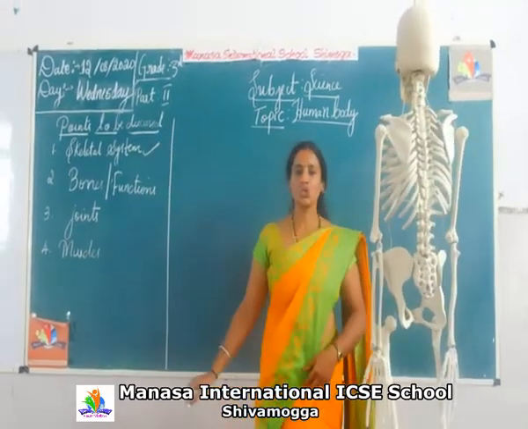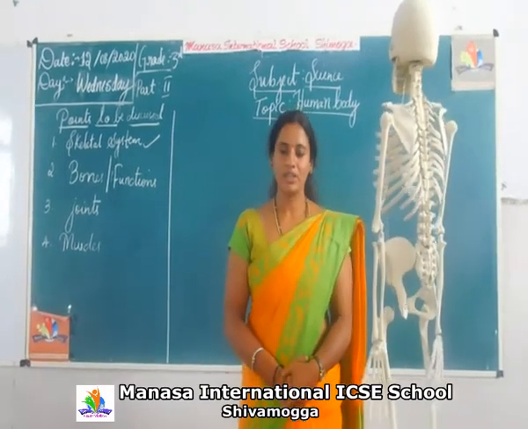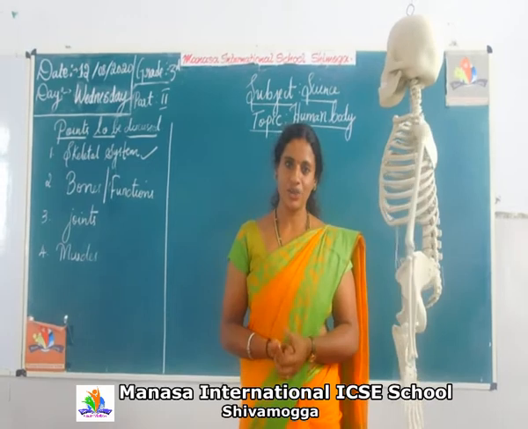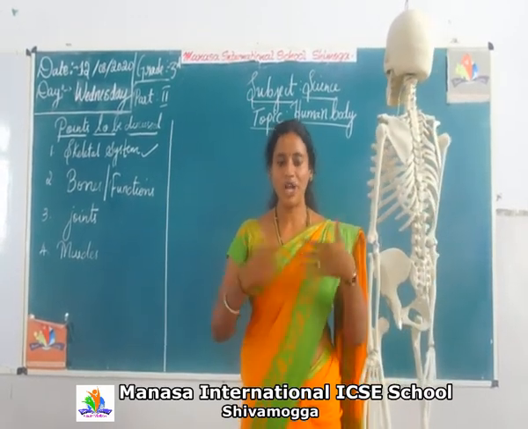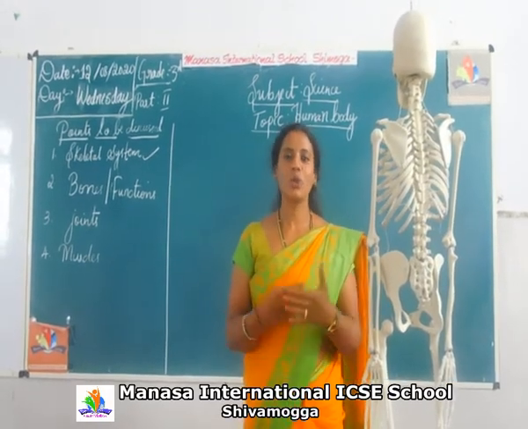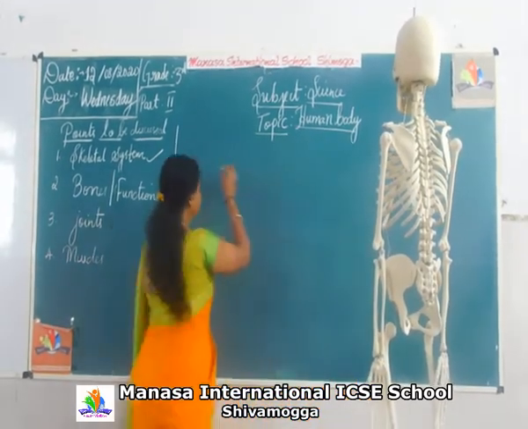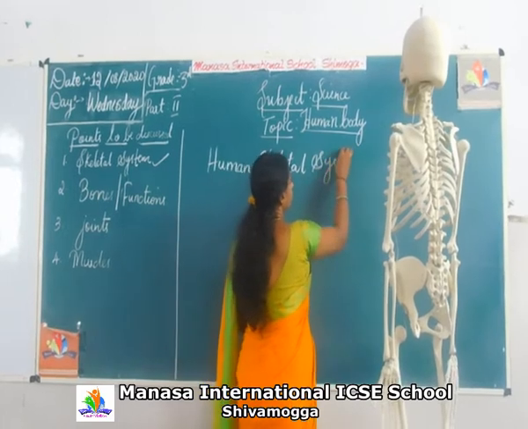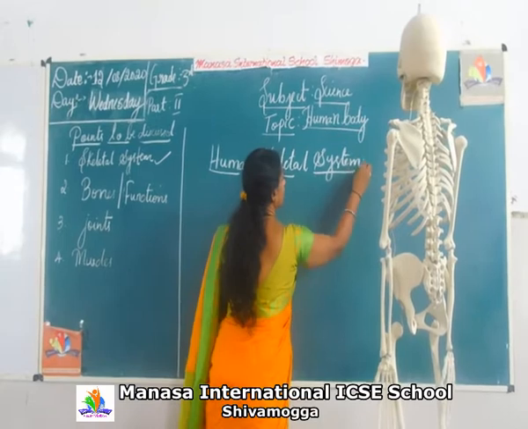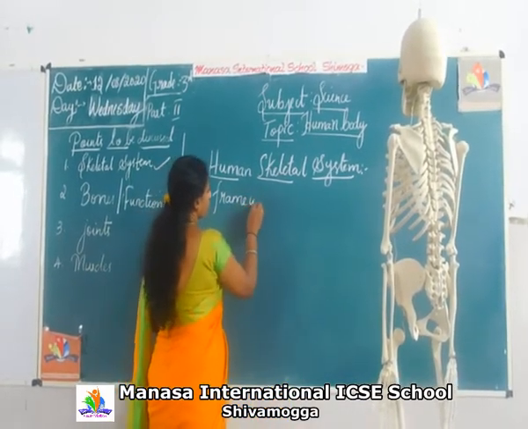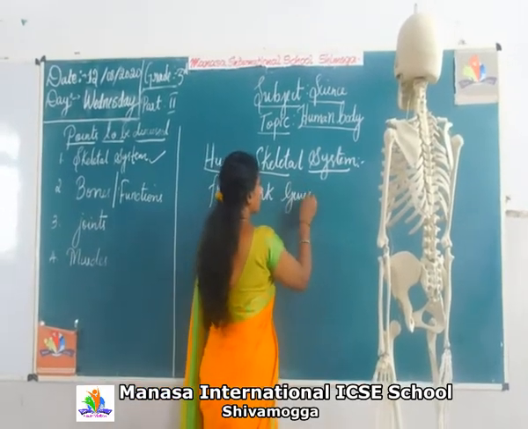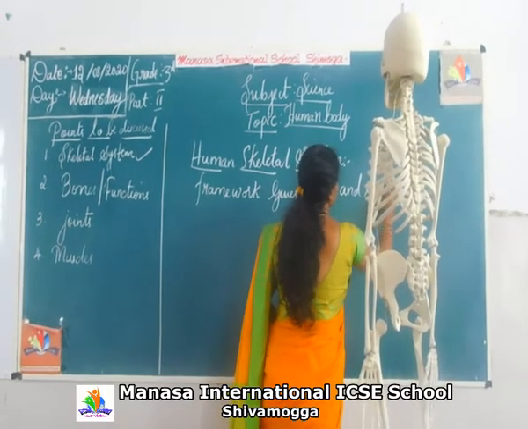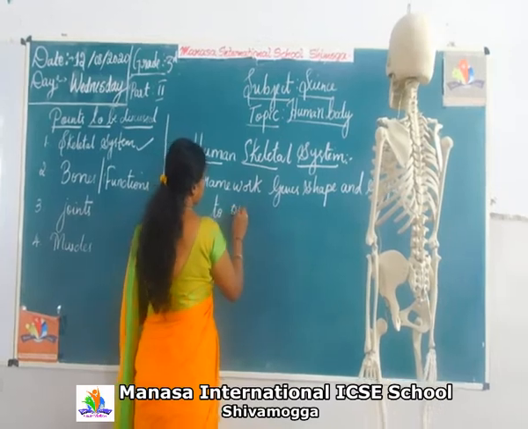So we have our skeletal system, right? It's a framework for our body. Just imagine the human body without a skeletal system. It would have been just a lump of muscles, right? No bones, no joints. What would the human body have been? It would have been a mass of muscles with no shape. So this human skeletal system, which is a framework, gives shape and support to our body, right?